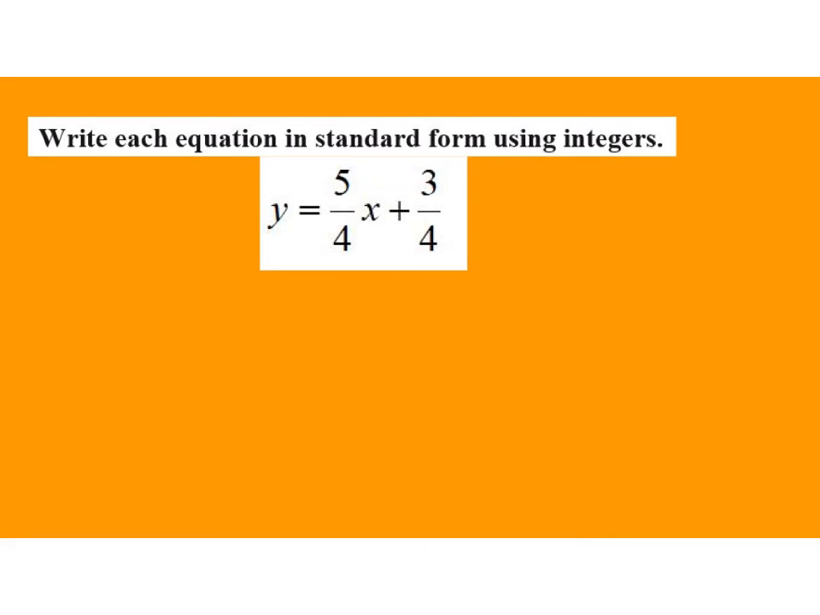Here's the next one. This one's a little tricky. Remember, A and B and C need to be integers. We have fractions in this case. So the first thing that we should do is eliminate our fractions. Anybody remember how we would do that? Scout? By the denominator. Good. And in this case, the denominator is 4. So I'm going to multiply the whole thing times 4 over 1.